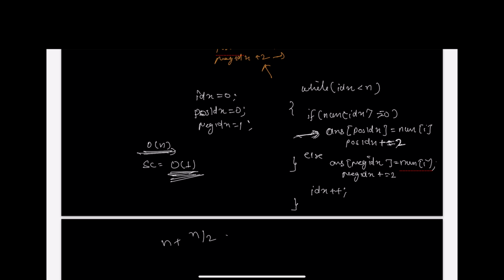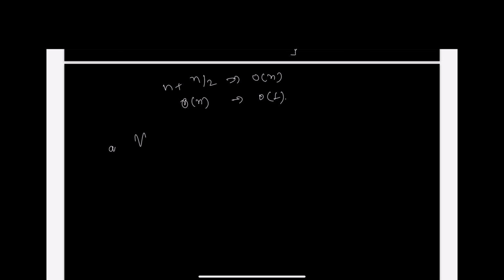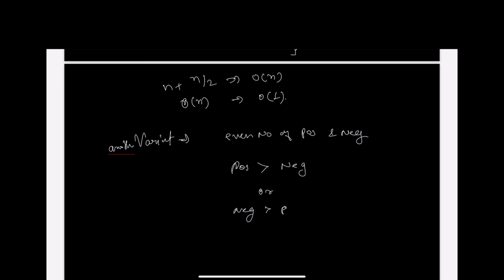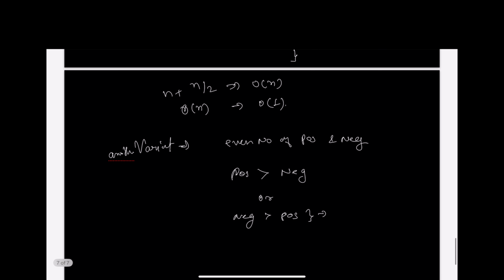There is another variant of this question, where here it was mentioned an even number of positive and negative elements. But what if the positive elements are greater than the negative elements, or vice versa, the negative elements are greater than the positive elements? How do we tackle this? We'll discuss this solution in the next part. So now let's code our brute force and optimized solution.